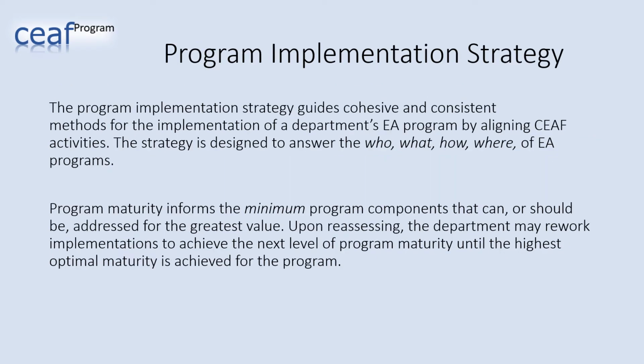Developing and sustaining a comprehensive architecture of the department or agency can be a complex process due to the breadth and depth of the analysis and design, communication, and governance. It involves many stakeholders and decision processes within the organization. Working within the confines of a sponsored and chartered program will greatly increase success. The program implementation strategy guides cohesive and consistent methods for the implementation of a department's EA program by aligning framework activities. The strategy is designed to answer the who, what, how, and where of EA programs.